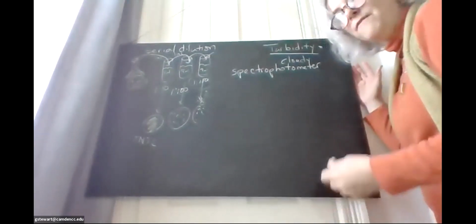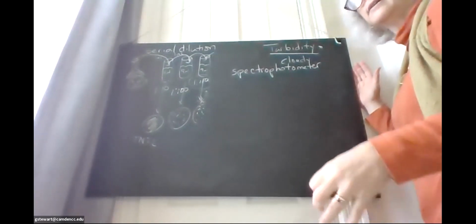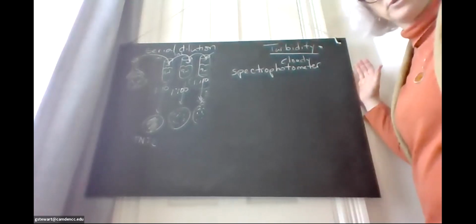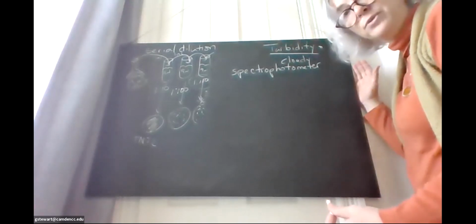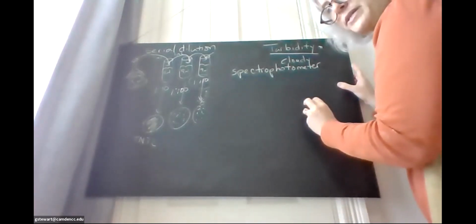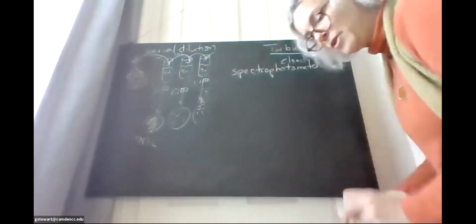Which is a machine of various complexities. Now they're all digital, of course, but the picture in your textbook looks like a Spec 20, which you might have used in chemistry. And the guts of the machine are what's important, okay? So I'm just going to draw those.